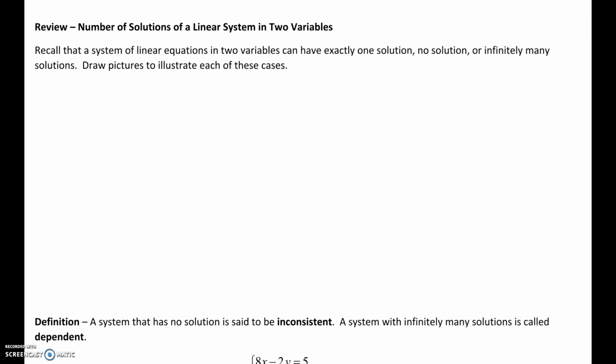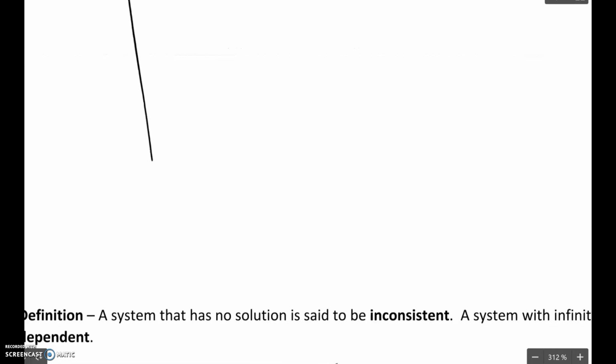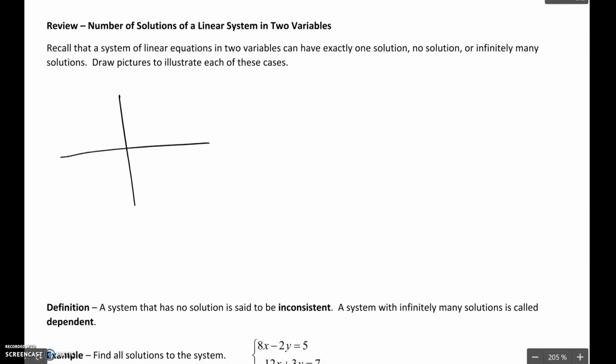On the next page, recall that a system of linear equations in two variables can have one solution, no solution, or infinitely many solutions, and we want to see graphically what those are going to look like. So one solution we just saw, right? You have a graph. We saw that if you have one solution, they're just going to intersect. You have two lines right here on your graph. They're going to intersect in a point, and that's going to give you your one solution.